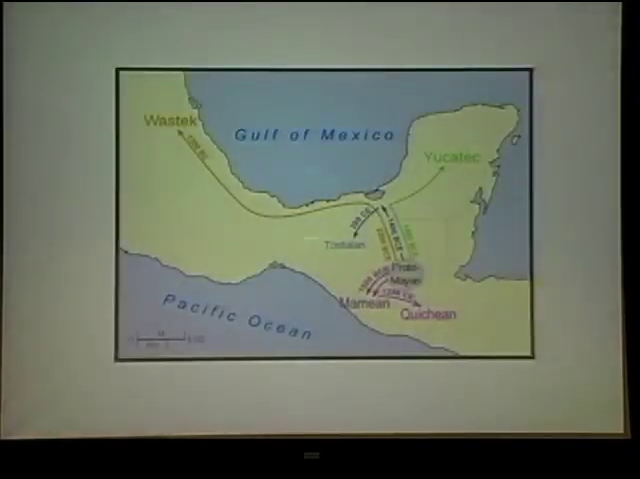So if we go back a little into history, and there were some questions about migration earlier, linguists, based on modern languages and based on the idea that languages change at a constant rate, try to reconstruct the history of languages. And they have done so with the Maya languages as well. And they have come up with the following scenario.